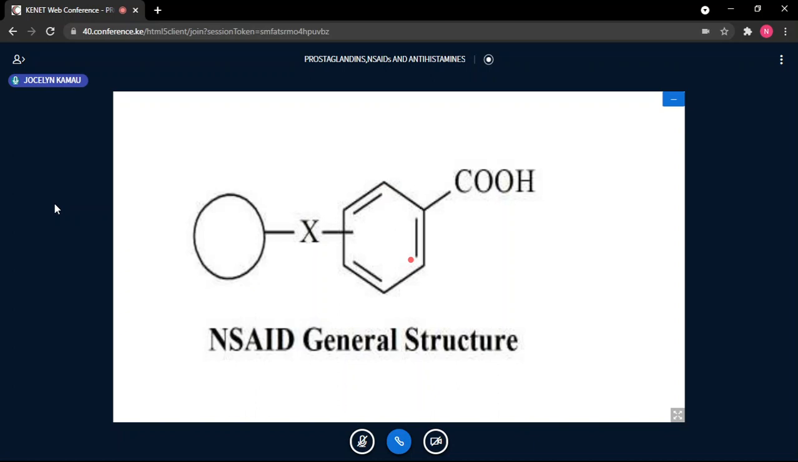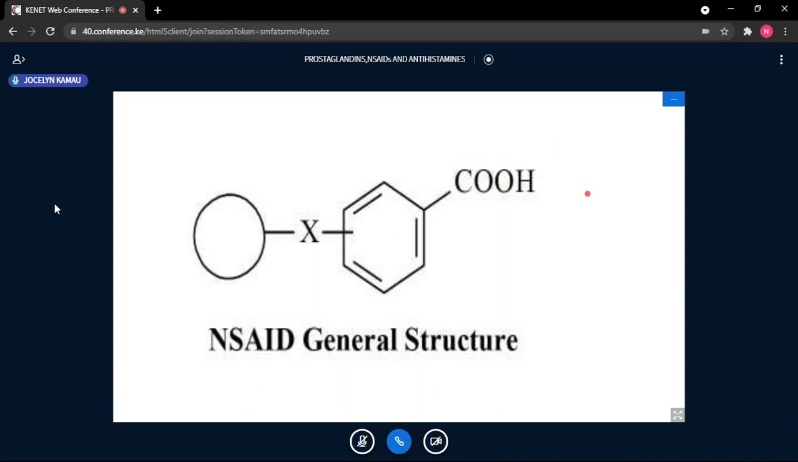There are those which do not agree with this structure, especially the propionic acid derivatives and the acetic acid derivatives, because their carboxylic group is not directly attached to this. But when we look at the fenamates and the salicylates, or the carboxylic acids, we do know the carboxylic acid is directly attached. All we are showing here is that this is a first hydrophobic group. That's a first hydrophobic group.